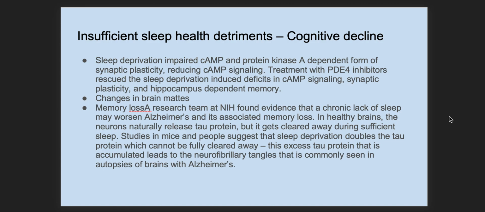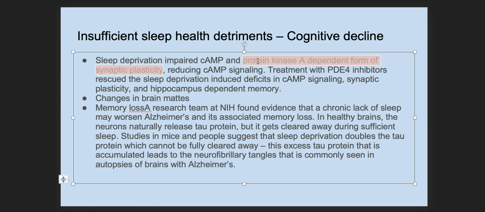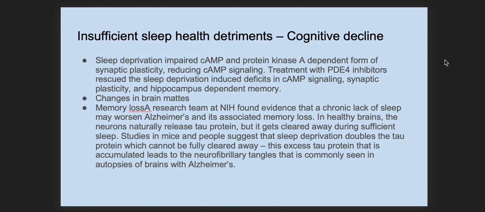So cAMP is a secondary messenger for protein kinase A, and basically what it's saying is that the secondary messenger, which relays to the protein which forms our synaptic plasticity, which helps with memory association, is decreased with sleep deprivation. And then it's saying basically it leads to a decrease in memory.